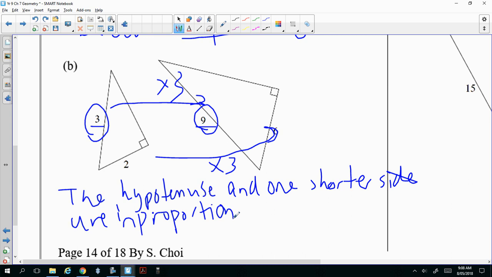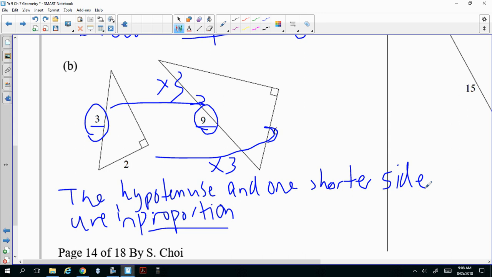Okay, keyword. The hypotenuse and one shorter side are in proportion of the right angle triangle. Shorter sides are in proportion. How do I write it? Let me just double check. The hypotenuse and second side of a right angle triangle are proportional.